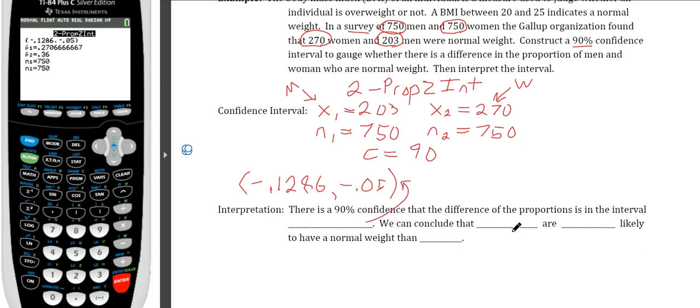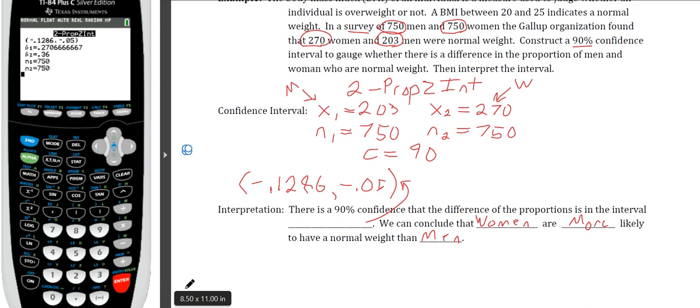and we can conclude that in this case, women are more likely to have a normal weight than men. Or you could say we can conclude that men are less likely to have a normal weight than women. Either way would imply the same thing. We can imply this direction because looking at this interval, as I said, it is all negative, not including 0. So it does imply that there is a difference between the two.